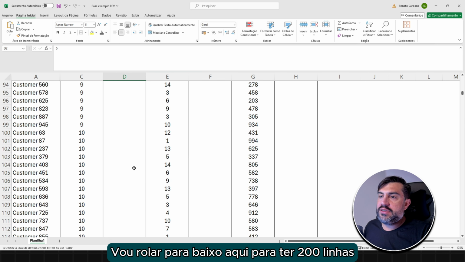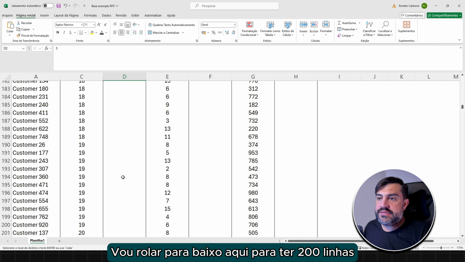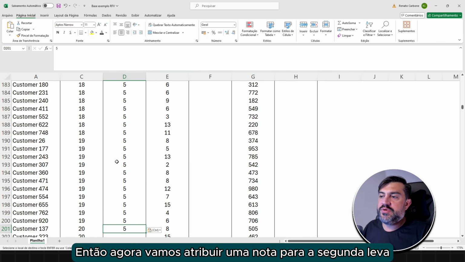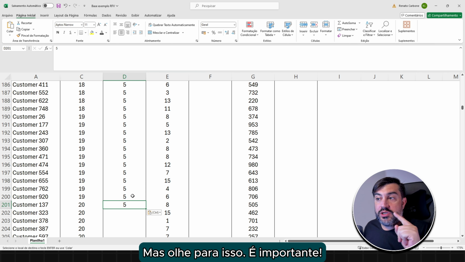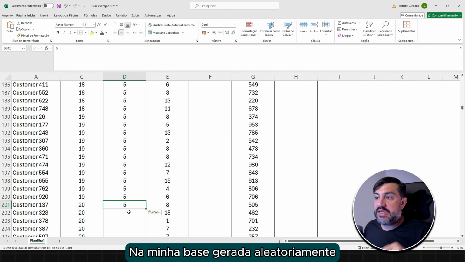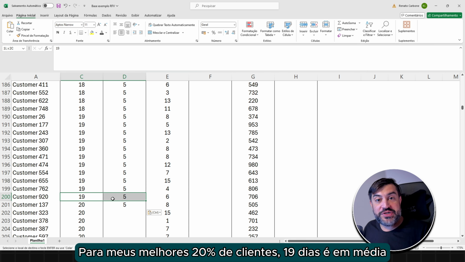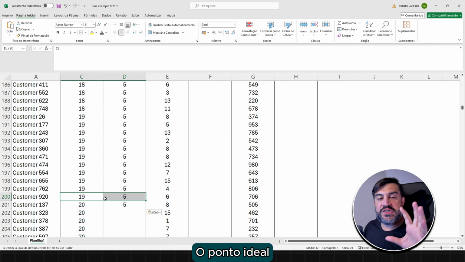I'll scroll down here so that I have 200 lines and I'll paste them. Okay, so now let's assign a number for the second tier. But look at this, what's important. In my randomly generated base, what I'm seeing here in my Pareto, my best 20% customers, is that 19 days is on average the sweet spot.